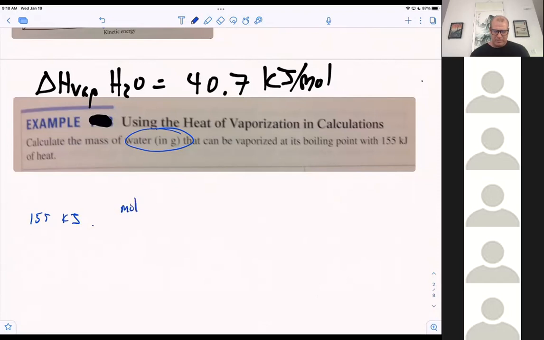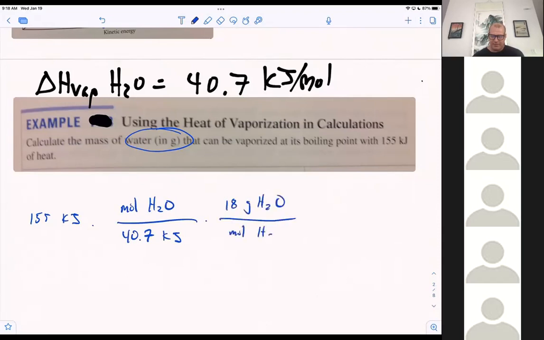So it's going to be mole water to 40.7 kilojoules. So this step here, that is the heat of vaporization. That's the amount of energy that it takes to vaporize one mole of water. And then the next step is, if you remember, water is 18 grams water per mole water. So next step there. And if you do all that, you get 68.6 grams of water. So that means that 155 kilojoules of heat can vaporize 68.6 grams of water.